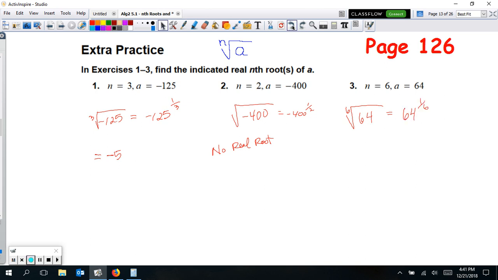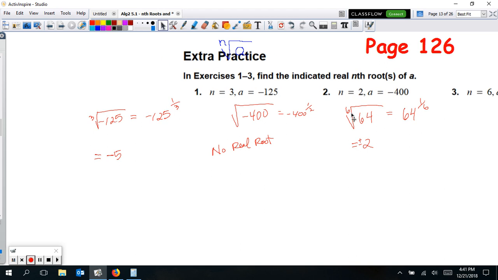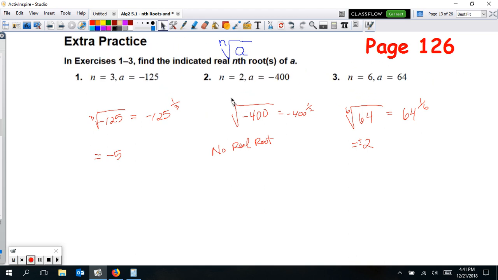We can also change that to the fraction exponent. See, always the root is at the bottom, as you can see. 6, the n, is at the bottom. And so then this is going to become plus or minus 2. So we have a positive and negative on this one because there are 2 real roots, positive 2 or negative 2, just like we saw back when we were taking the square root of something on both sides.